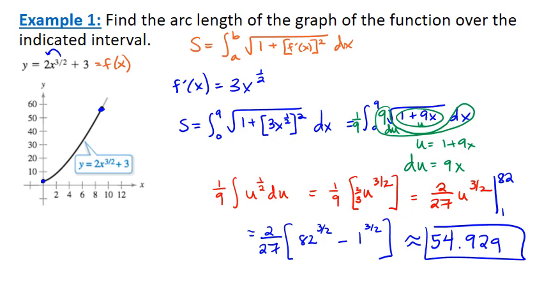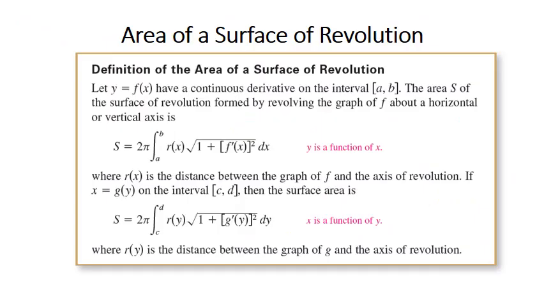In addition to the arc length, we will talk about area of a surface of revolution. So the area of a surface of revolution basically involves the same thing that we had, which was the arc length, or the length of the curve. But then we have an additional twist to this, if you will.